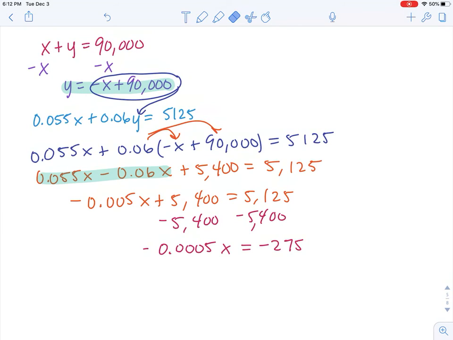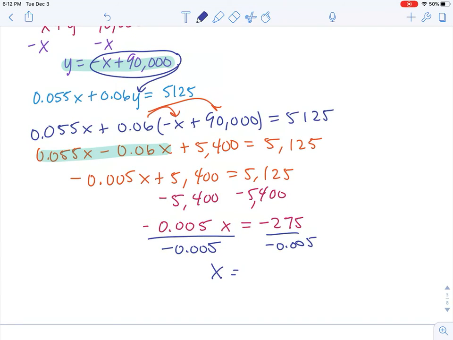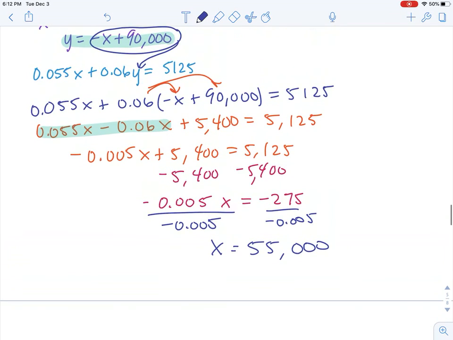I think I got carried away with my zeros right here. I think I have one too many zeros. So now we need to divide by negative 0.005. So x is going to be 55,000. Okay, so this is just one of the two answers that we need.